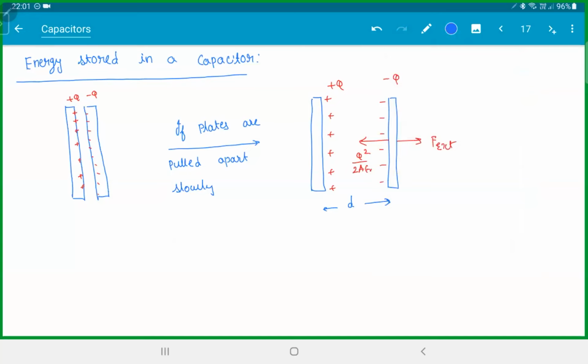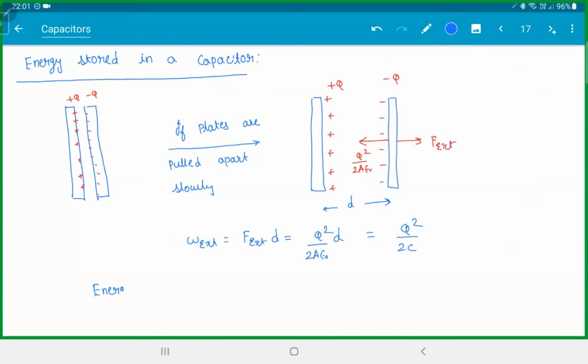The plus Q is given to the positive plate. No, in this question only. Only in this question it is given to the positive plate. So the work done by the external force will be the external force into displacement, which is nothing but Q square by 2A epsilon into D. This becomes nothing but Q square by 2C. A epsilon by D is C.